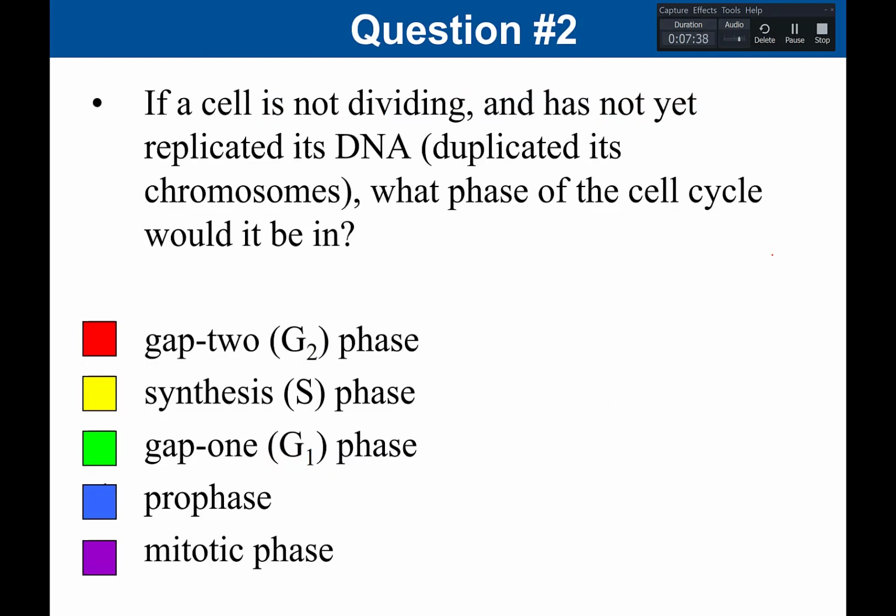So, question for you. This is question number 2 for you to fill in on Canvas to get credit for the participation. If a cell is not dividing and has not yet replicated its DNA, duplicated its chromosomes, what phase of the cell cycle would it be in? Red, gap 2, yellow, synthesis or S phase, green, G1, blue, prophase, or purple, the mitotic phase. So if you need to, pause your video, write down your answers so that you can post it on Canvas, and after the due date closes, I will provide you with the answers.